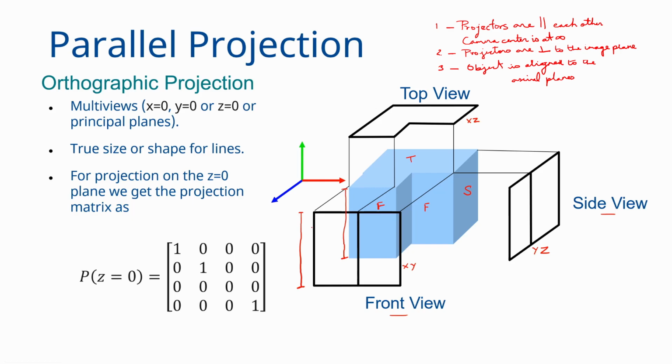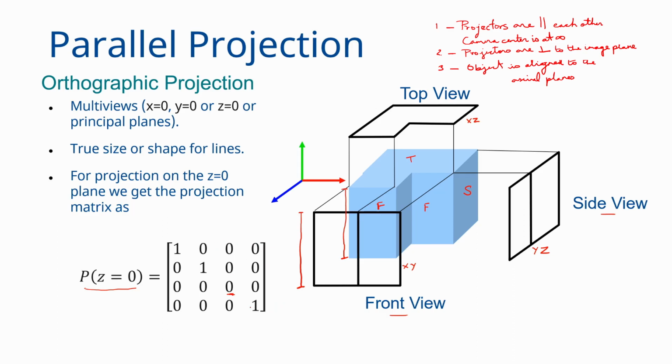So how does this work mathematically? Well, the projection matrix for the Z equal to 0 plane looks like the following. It is identity everywhere except for the value at the Z coordinate, which we force to 0. So everything else stays the same. So you take a point and you multiply with this. The X and Y coordinates will not change.